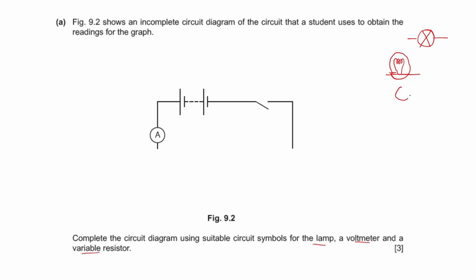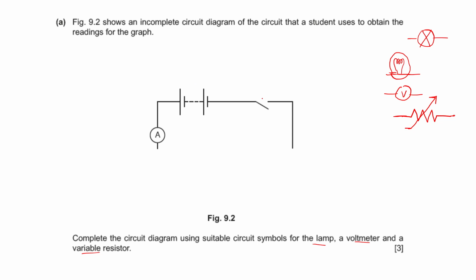The symbol of a voltmeter is this, and for a variable resistor, remember, there are only three terminals: you have to go up and down, or this, one, two, and three. Sometimes a variable resistor is drawn like this as well. So use these symbols.